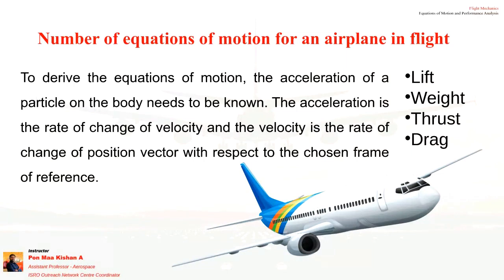The velocity should be constant, and correspondingly the acceleration should also be constant. So we need to know the acceleration of the vehicle, the acceleration of the body, any flying object we can also consider. Acceleration is the rate of change of velocity, everyone knows, and velocity is the rate of change of position vector, which you also know, with respect to the chosen reference frame. So the important point is that for calculating the equations of motion, the acceleration of a particle on the body needs to be known.